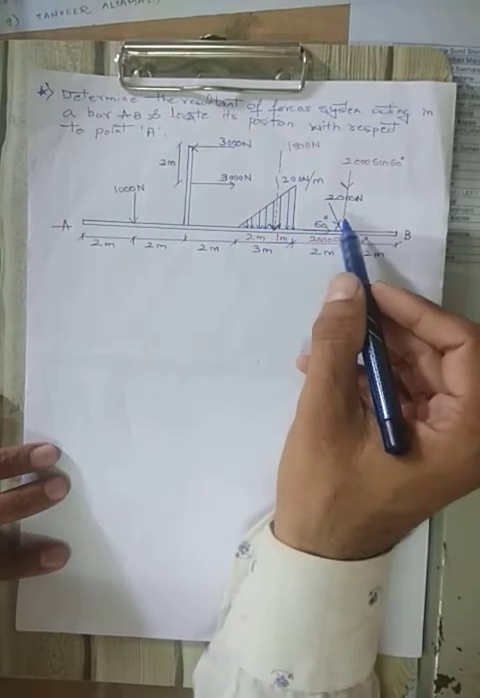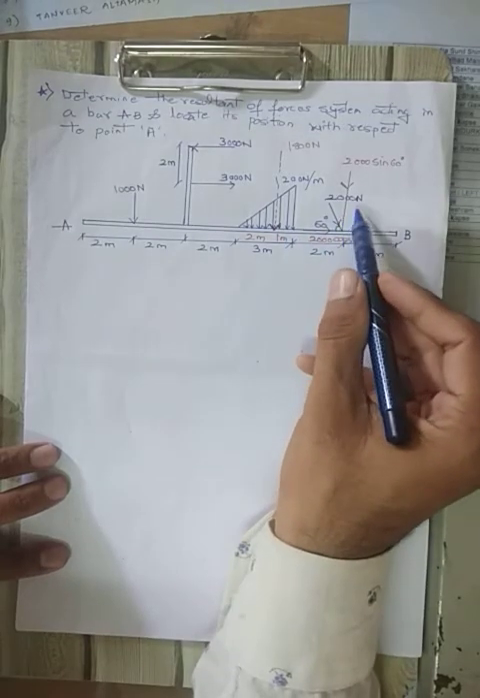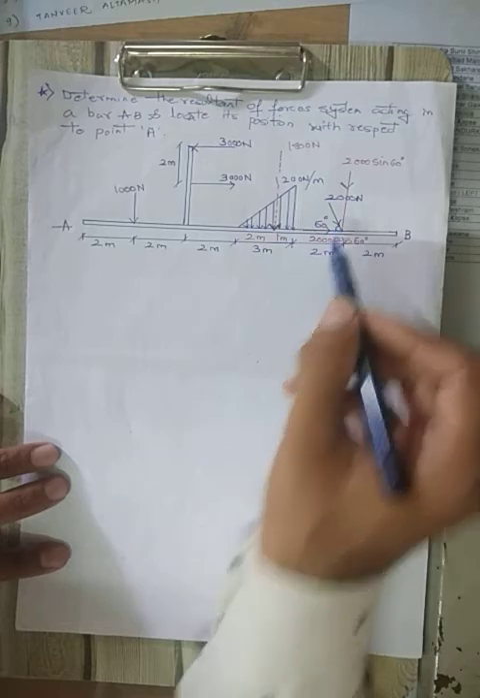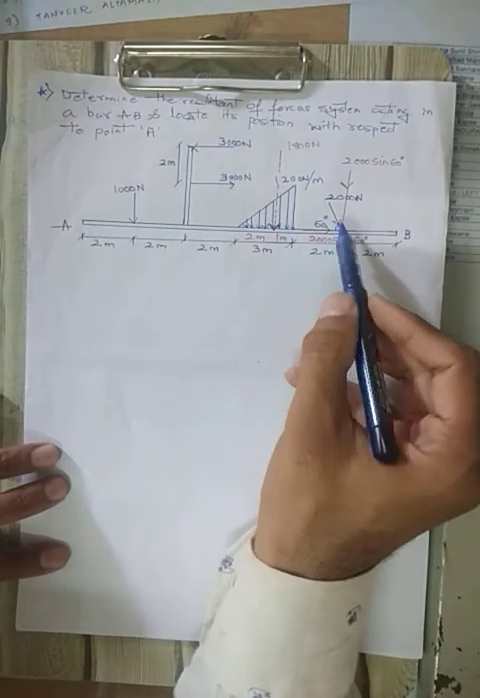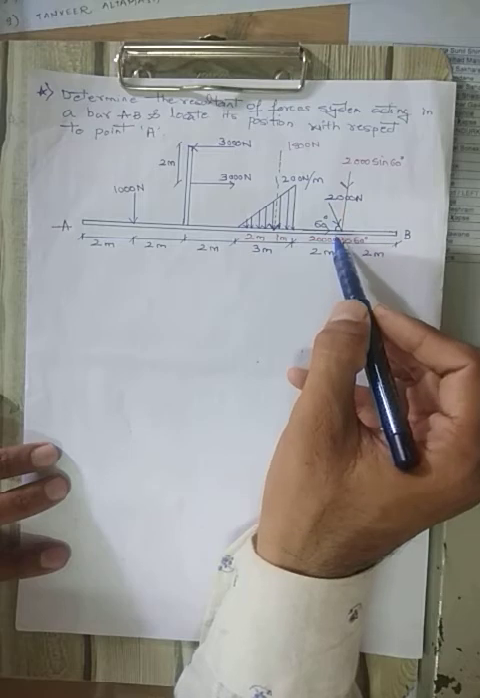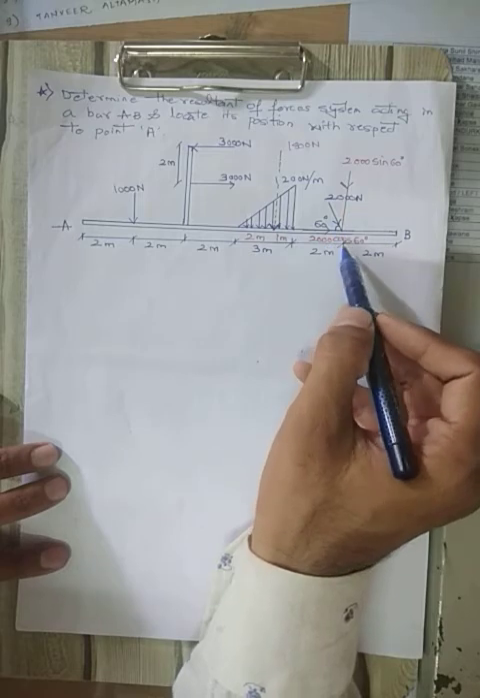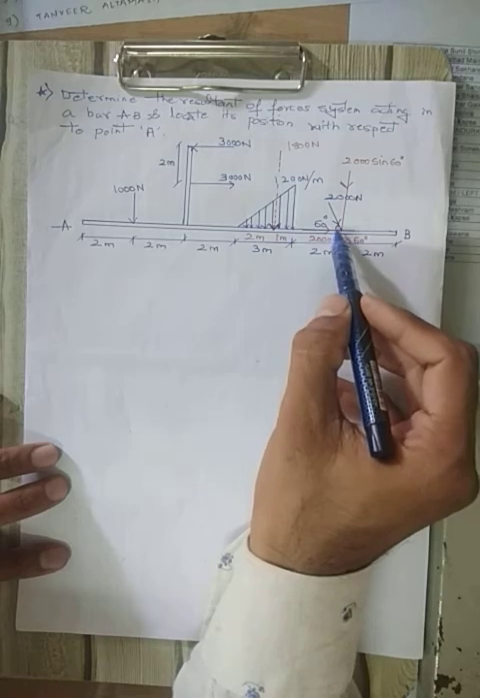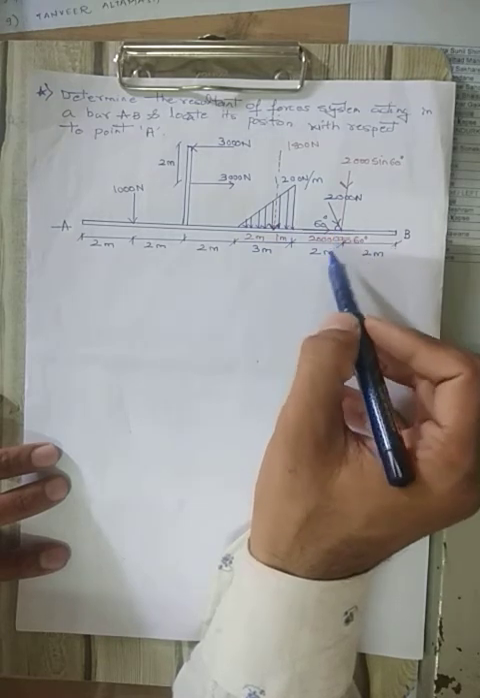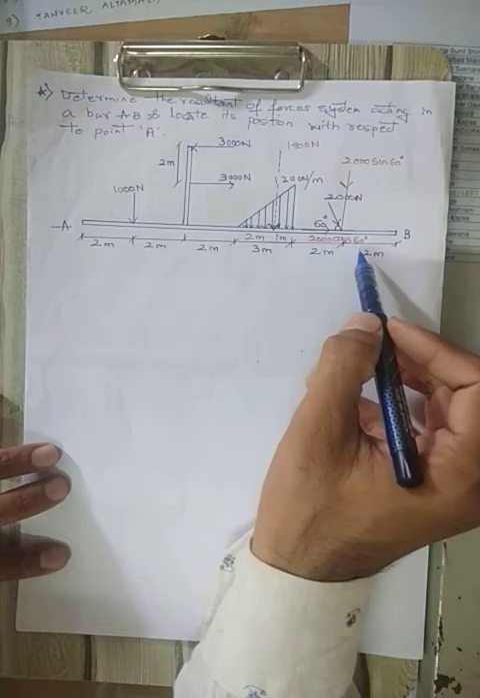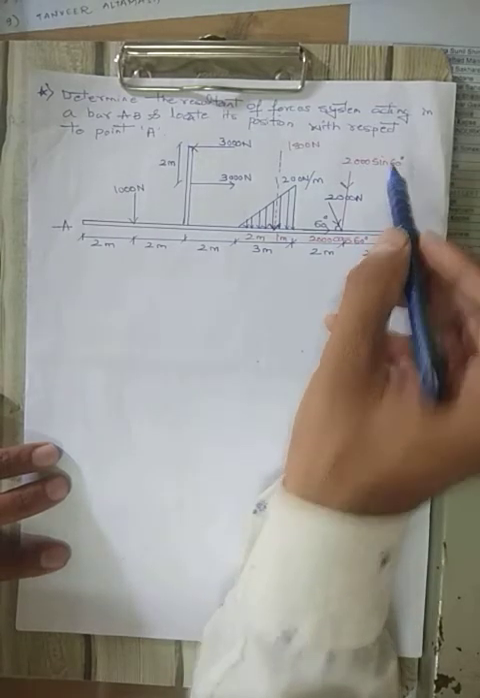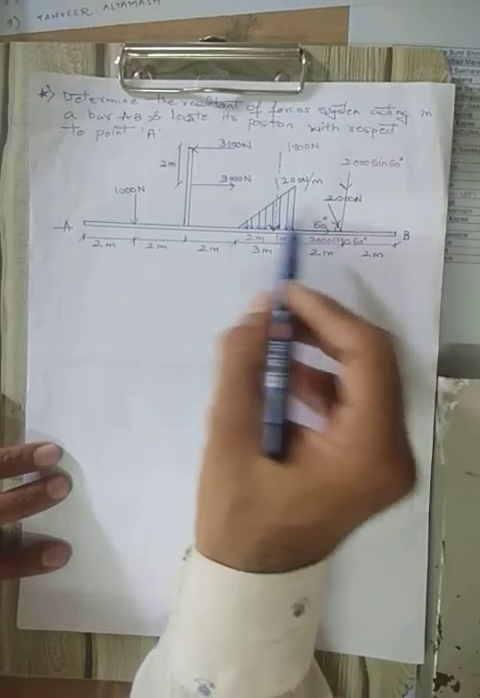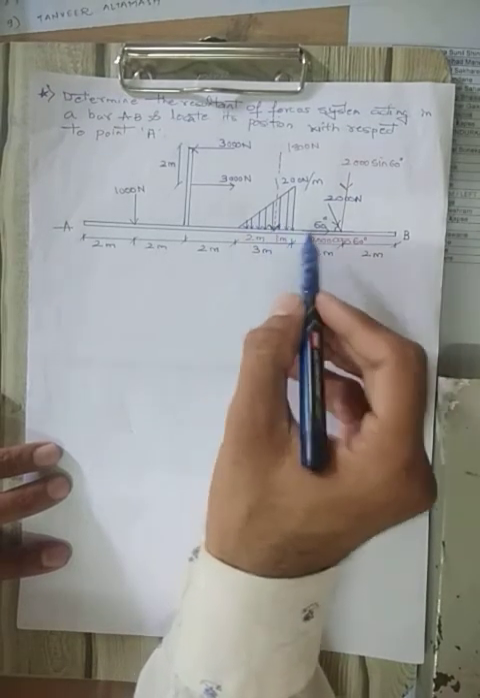What about the next force? There is an inclined force of 2000 newtons which is making an angle of 60 degrees with horizontal. Here we will resolve this 2000 newtons into two components. First is the horizontal component, which is cos theta. Why is it cos theta? Because it is making an angle of theta with the horizontal. So 2000 cos of 60 degrees and 2000 sin of 60 degrees. These two forces were somewhat unusual forces acting on this bar.